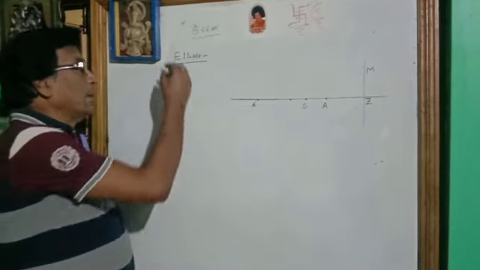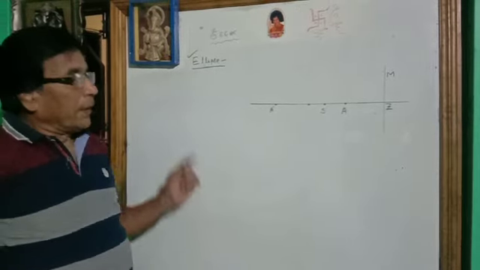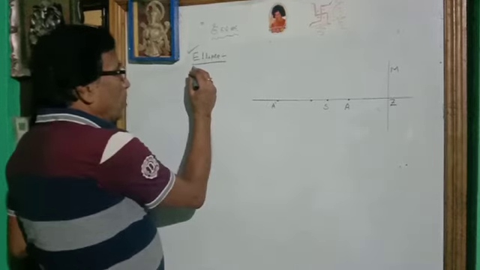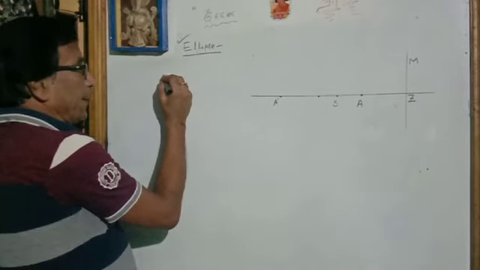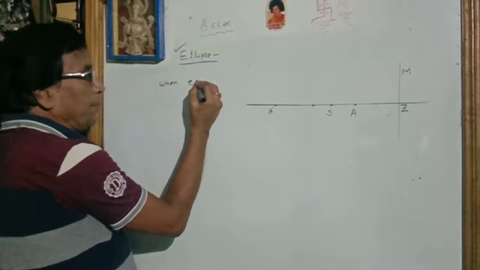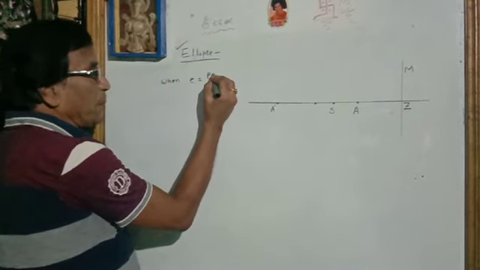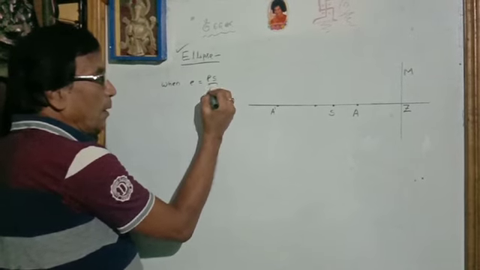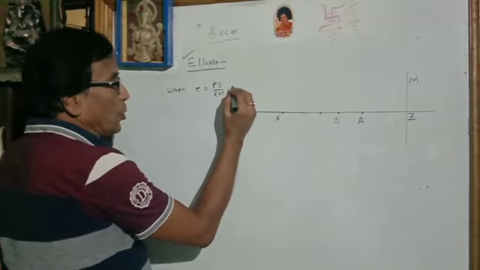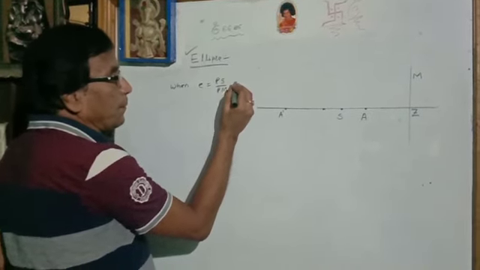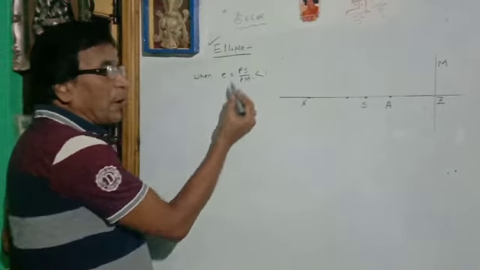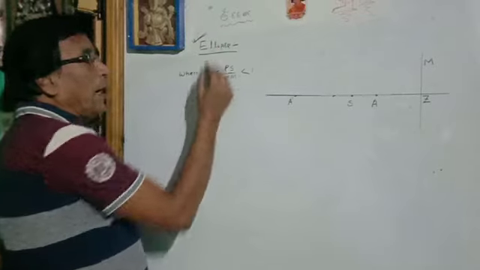Today we'll start ellipse. Then first of all, what is ellipse? In order to know ellipse, we know that when the constant ratio e, which is equal to PS by PM, is less than 1, then the path described by the point P is called an ellipse.